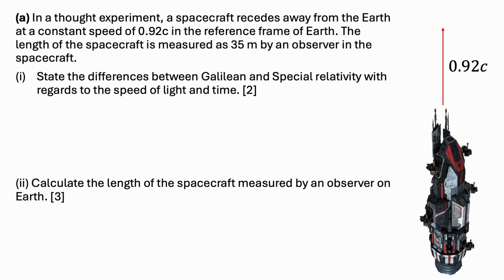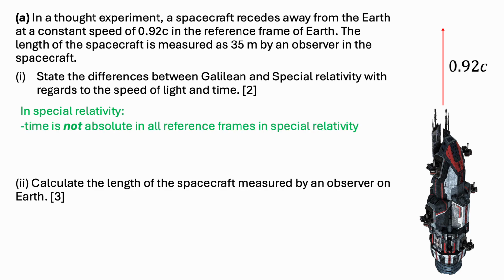Firstly, Galilean and special relativity differ in that in both cases, the laws of physics are the same in all reference frames. It's when you're comparing frames that things become a little bit different. Time is not absolute, so something moving faster will experience time slowed down. Fast-moving objects experience time slower. They also shrink relative to observers. So time is not absolute in all reference frames.